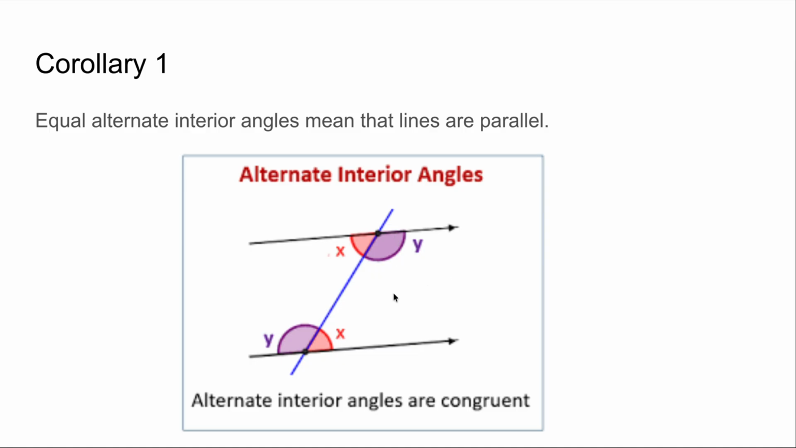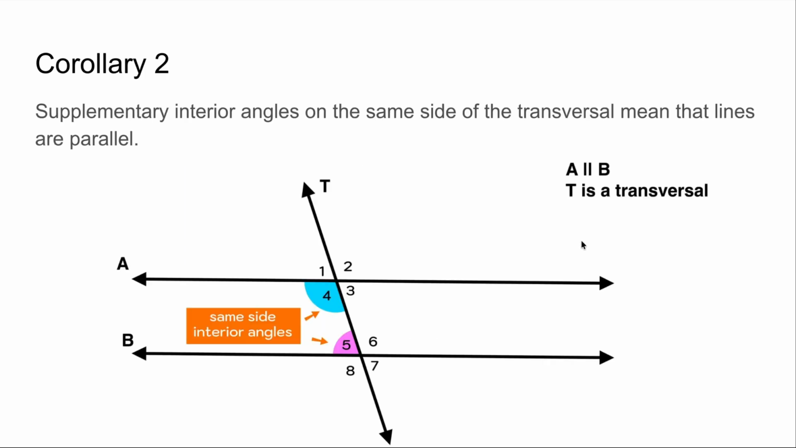So we have our interior angles because they are inside of the parallel lines. Alternate means they're on opposite sides of the transversal, so x and x and y. These angles are congruent, and if they are congruent, the lines are parallel. Corollary 2, supplementary interior angles on the same side of the transversal mean that lines are parallel. So we have interior angles, and this time they're on the same side instead of alternate, and these are supplementary, meaning they will add to 180 degrees.